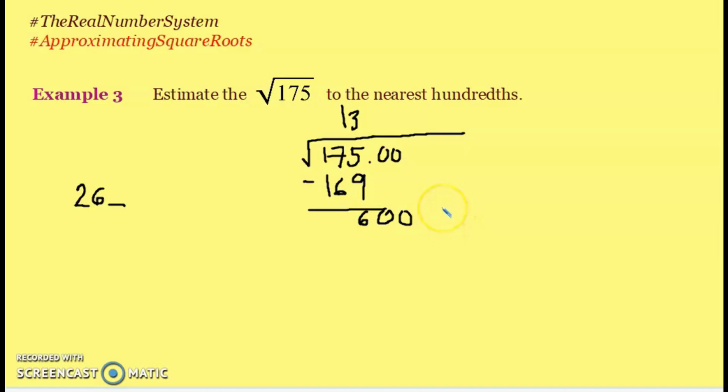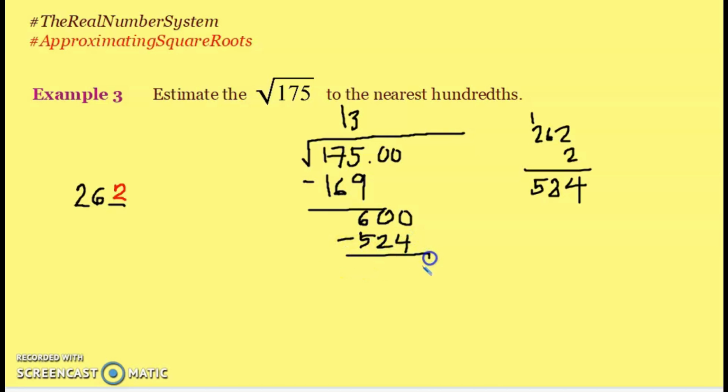We cannot get 3 simply because susobra na siya. So, we try 2. 262 multiplied by 2 is 4. 2 times 6 is 12. Carry 1. 2 times 2 is 4 plus 1, 5. Ayan, malapit siya. So, yung first digit natin sa decimal part ay 2. And then we subtract 524 from 600. And our difference will then be 76.